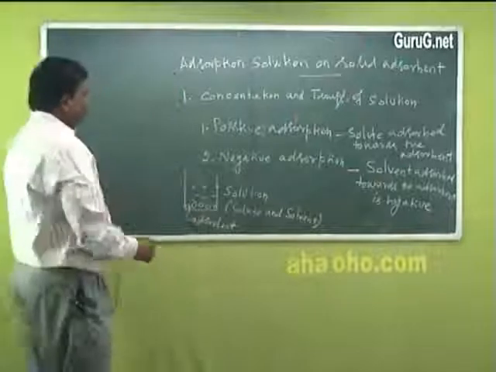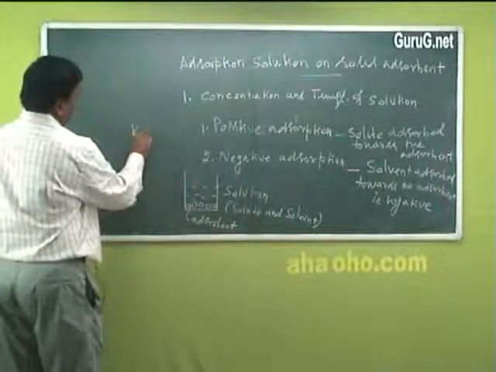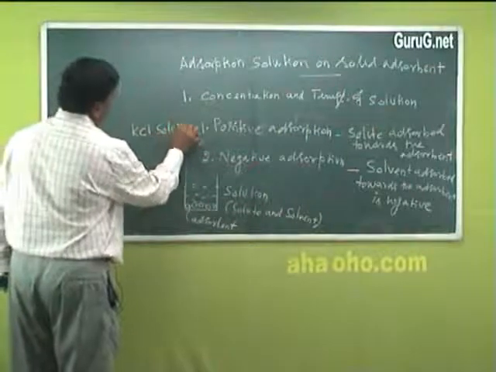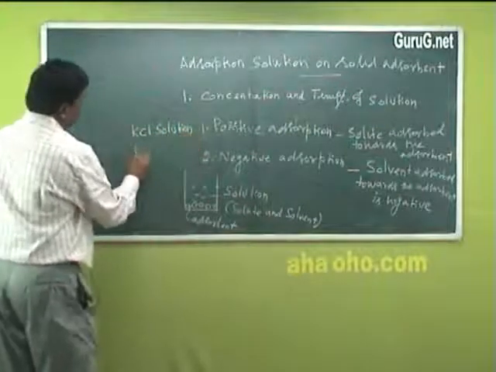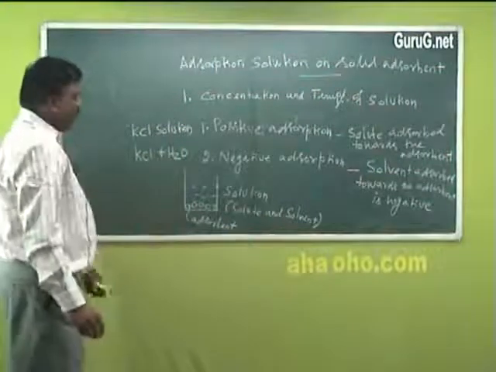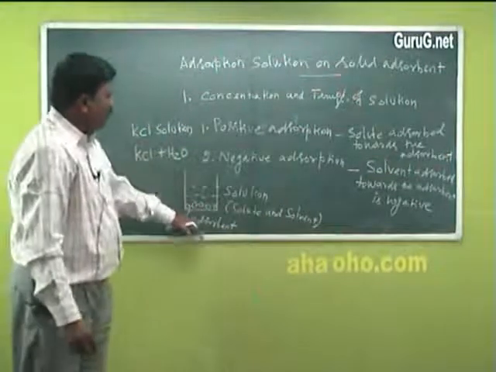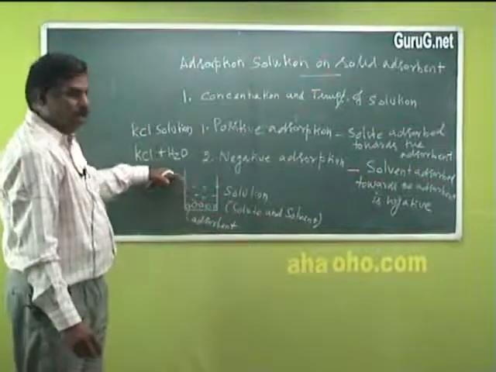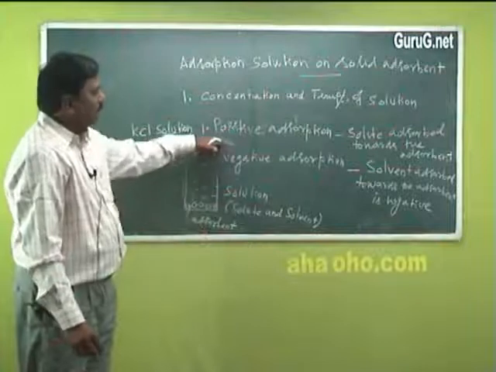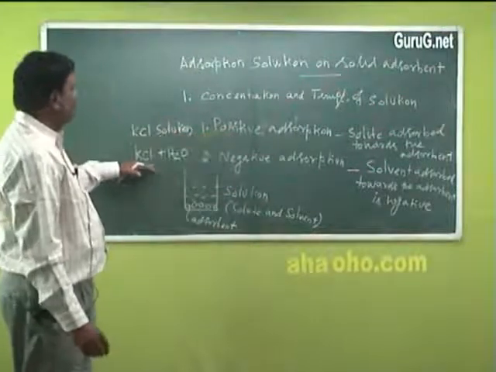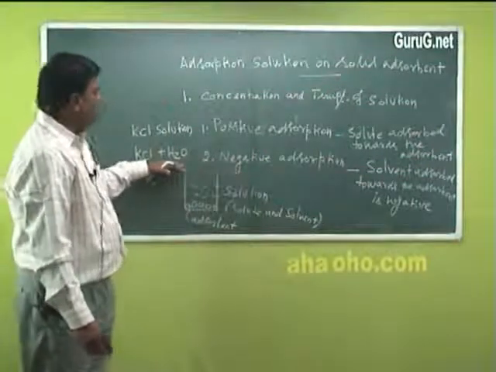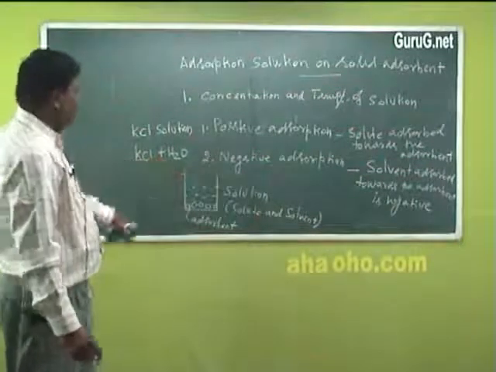For example, you take a KCl solution, KCl plus water. KCl adsorbed towards the adsorbent is positive adsorption. Water adsorbed towards adsorbent is negative adsorption. In the case of positive adsorption, KCl concentration decreases. In the case of negative adsorption, water concentration decreases.